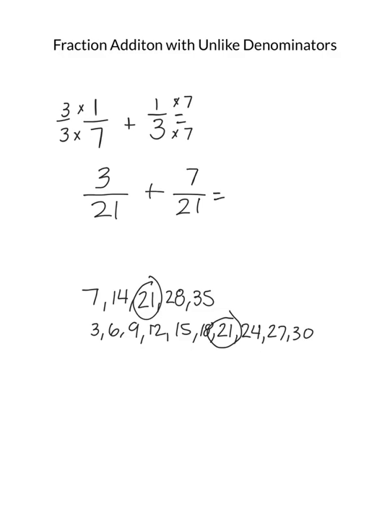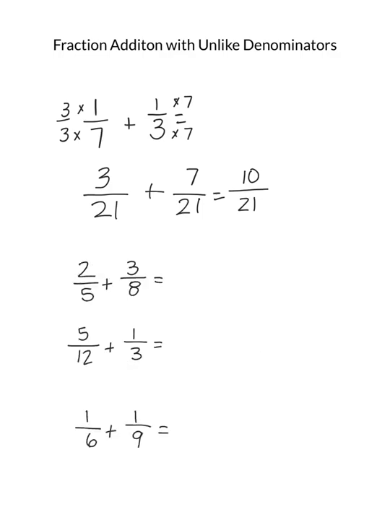Now that I have the same number in the bottom, the same denominators, all I have to do is add the tops, the numerators. 3 plus 7 is 10. Then I keep 21 in the bottom, and that is all I have to do.